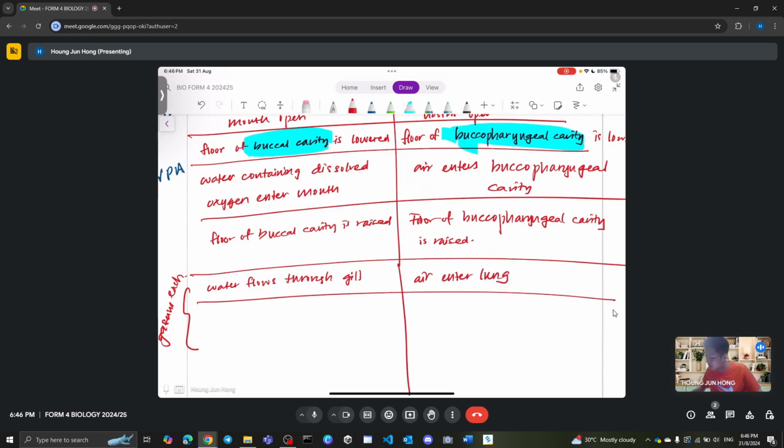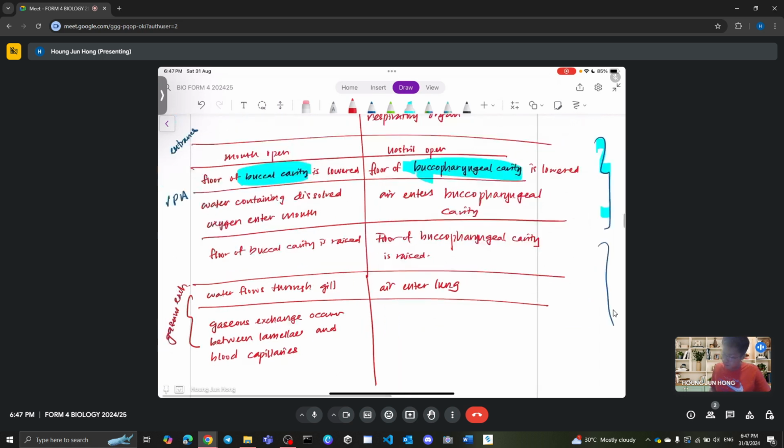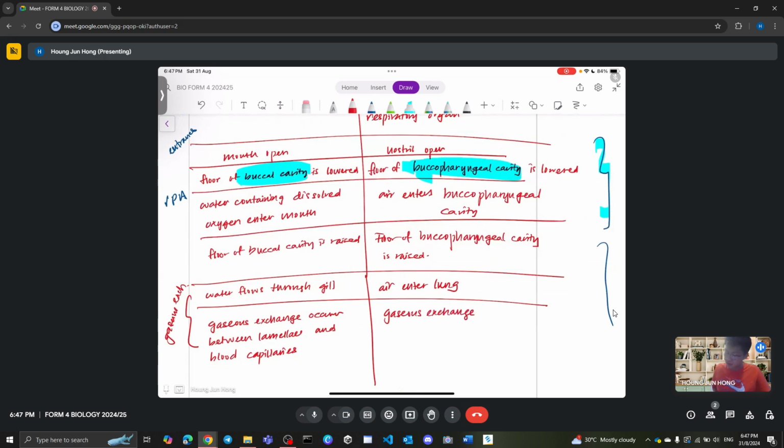For fish, your gaseous exchange occurs between, remember the structure, the lamella and blood capillary. Meanwhile, for your frog, the gaseous exchange occurs between the lung and blood capillary. Frogs don't use alveolus. They use a small partition in the lung.